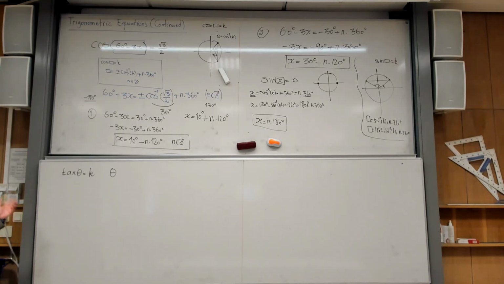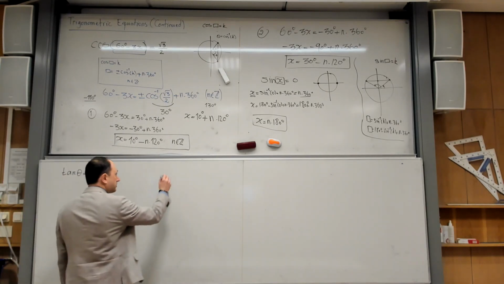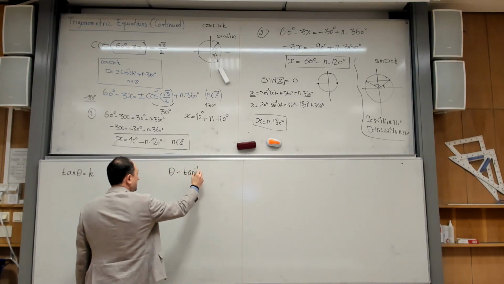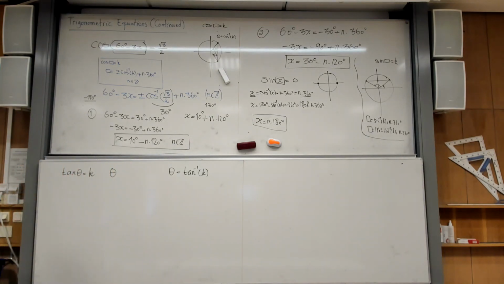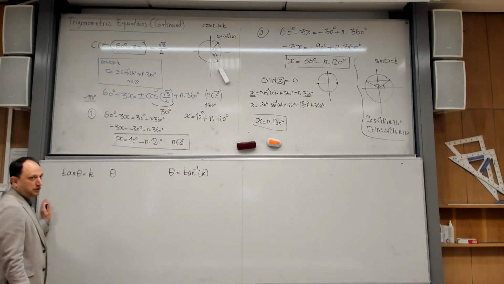Of course, the first thing you can do is just use the calculator to find one angle. Yes, so theta is tangent inverse of k. But that's not the whole story. It will give you one possible angle. So immediately you can tell me there are infinitely many more. Yes, what are they?